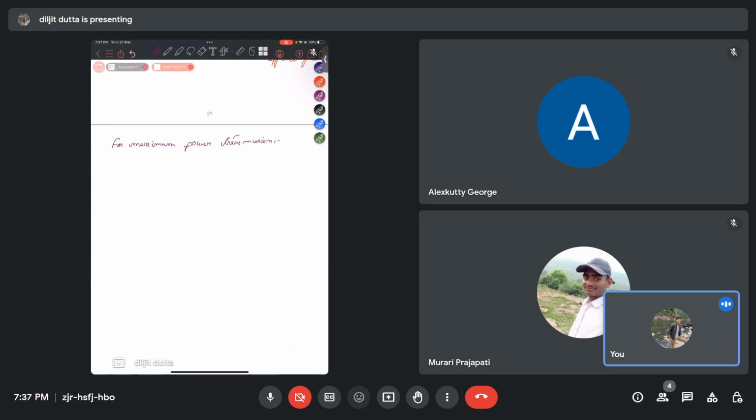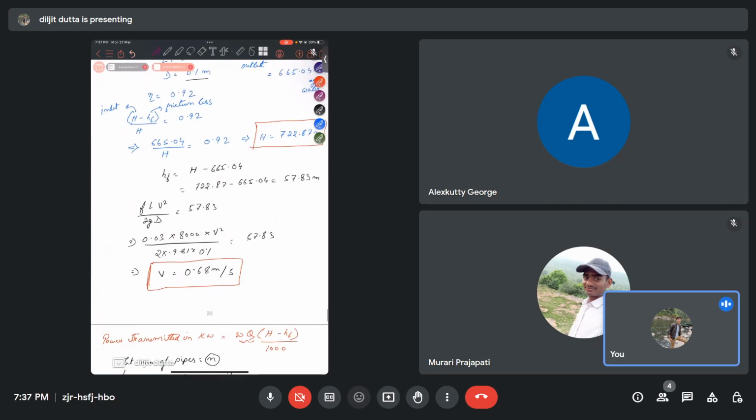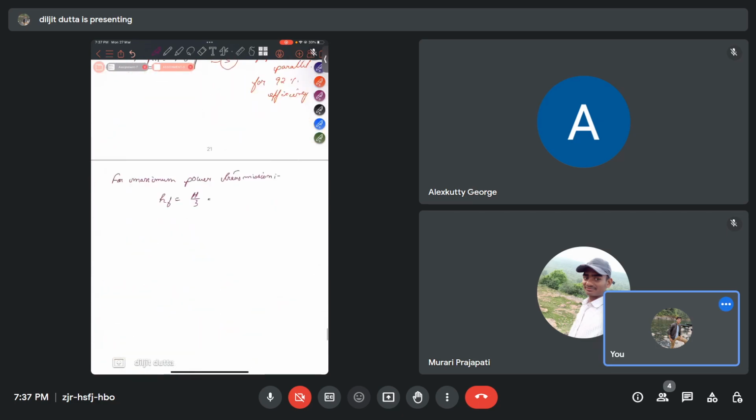So for maximum power transmission, the head loss due to friction should be 1/3 of the total initial head. The initial head we have, I think we got 722.87, divided by 3, it will be approximately equal to 240.96 meter.